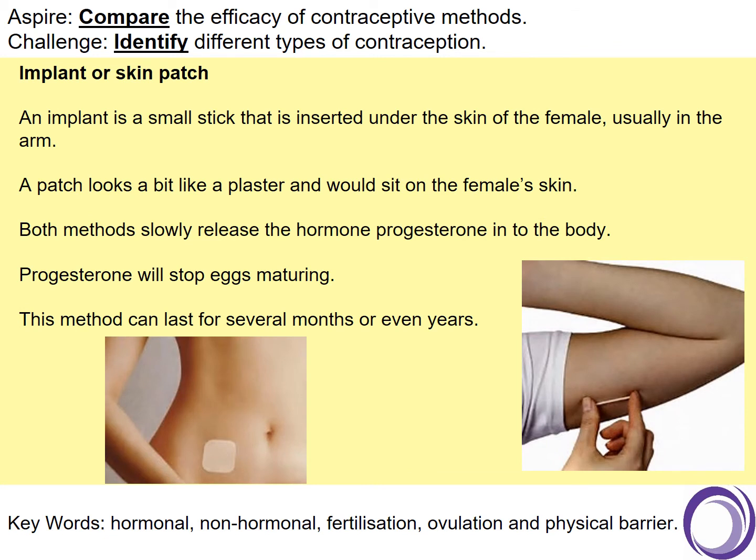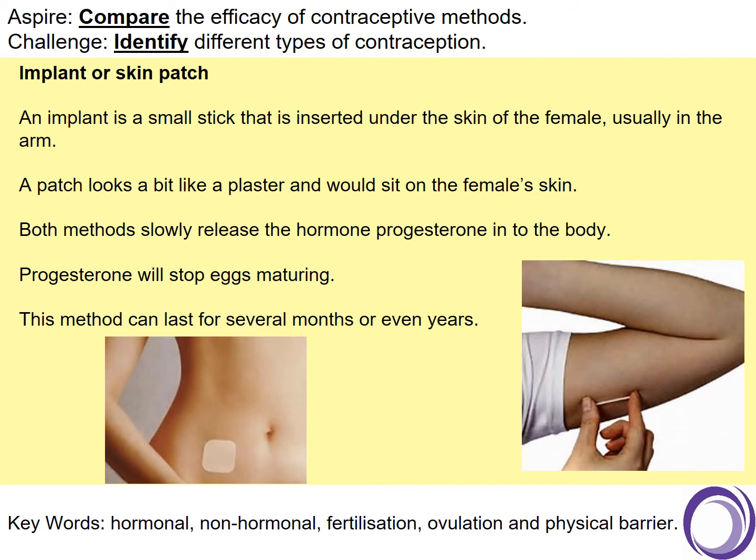Now, the implants, or skin patches, also work on a hormone basis. The implant is a small stick that's inserted under the skin of the female, usually in their upper arm. The patch would look a bit like a plaster and would sit somewhere on the female's skin. And again, both of these methods slowly release the hormone progesterone and will stop the eggs from maturing and therefore being released.